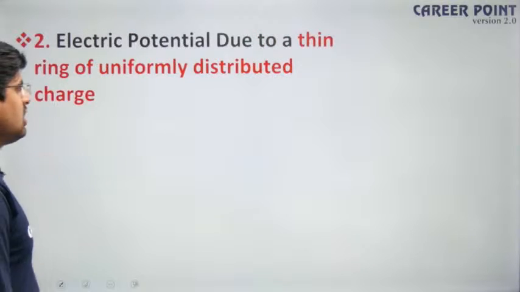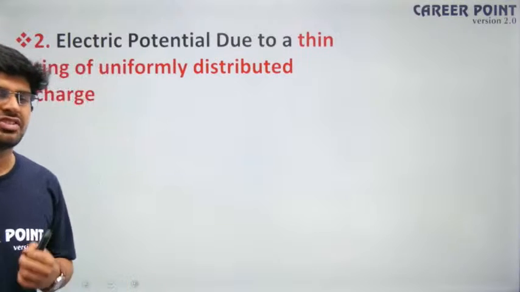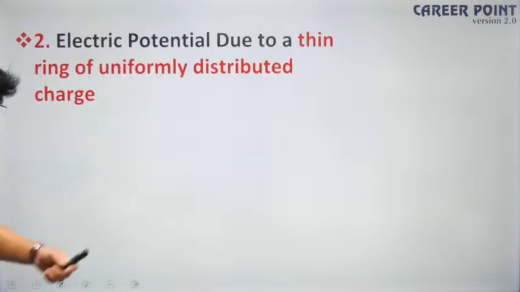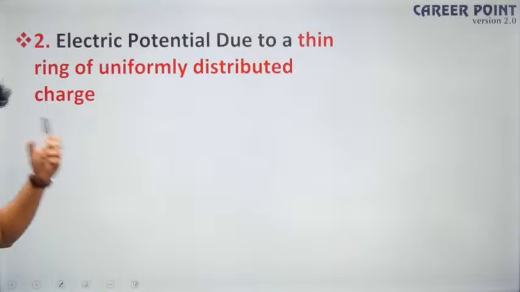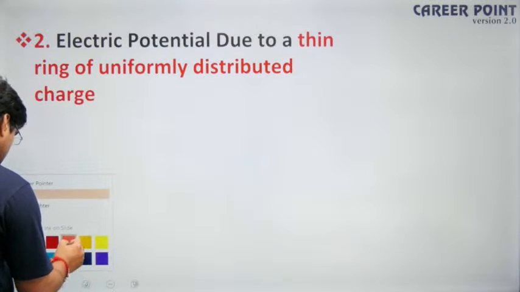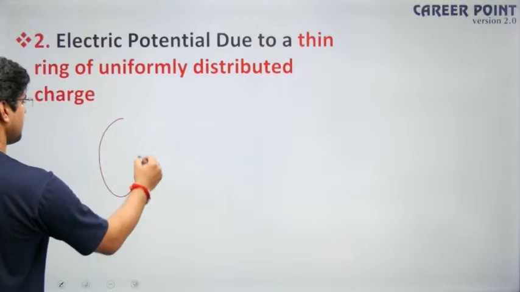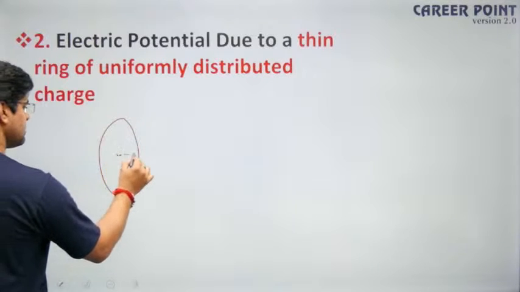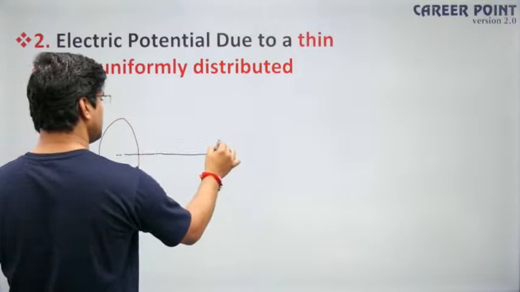So till now we have discussed finding electric potential due to a point charge, and we have done problems according to that as well. Now electric potential due to a thin ring of uniformly distributed charge. So let's take a ring. This is my ring. Let's consider a point on the axis of this ring, a point P.